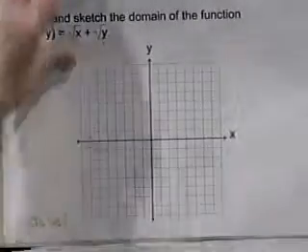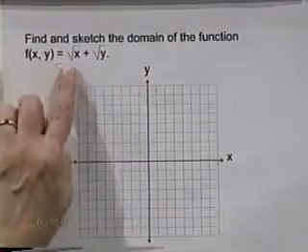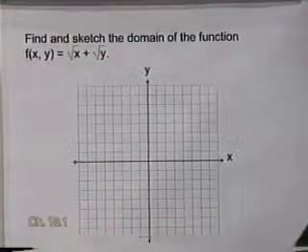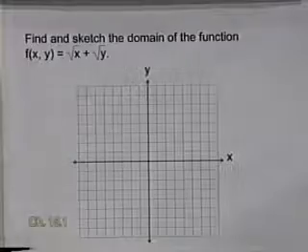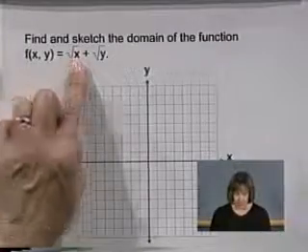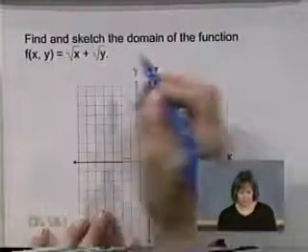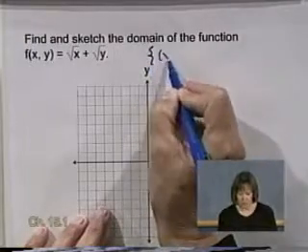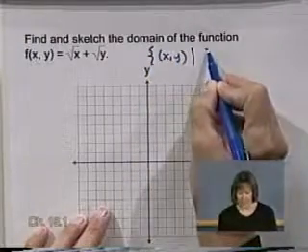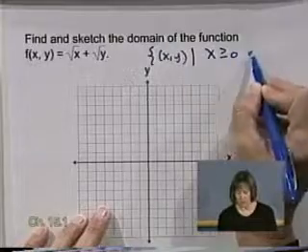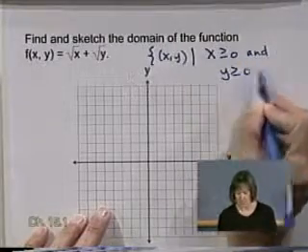This one, let's just do the domain. Square root of x plus square root of y. For what values is that function defined? You can't take the square root of a negative here. You can't take the square root of a negative here. So this domain would be the set of all x, y, such that x is greater than or equal to 0, and y is greater than or equal to 0.